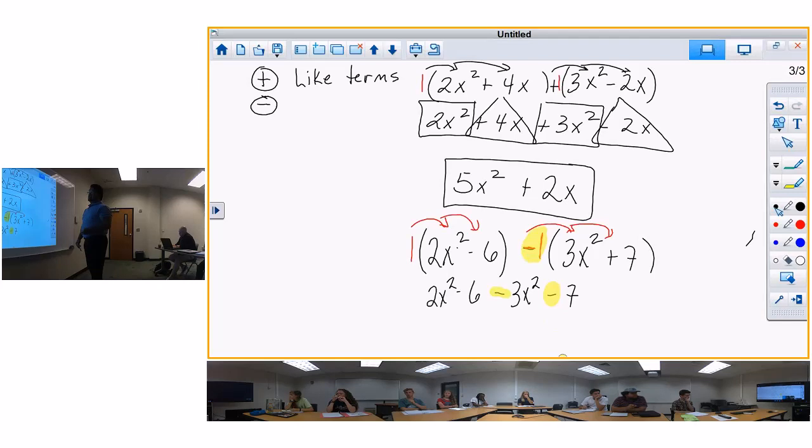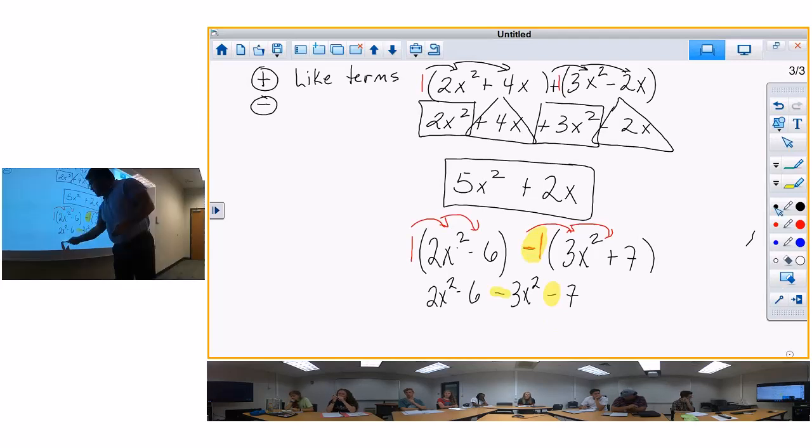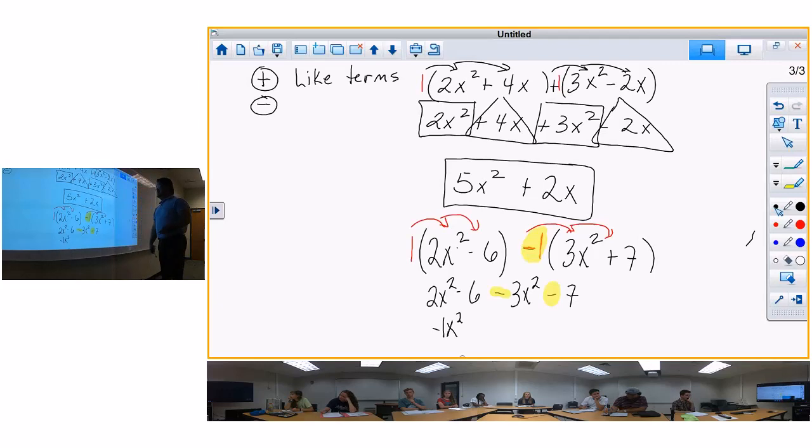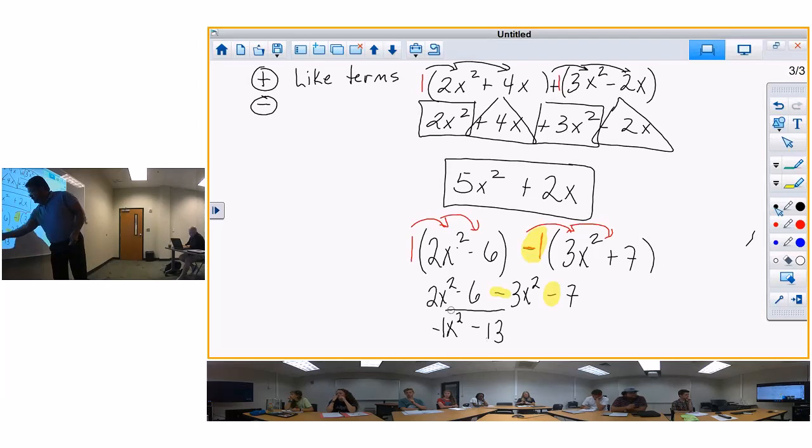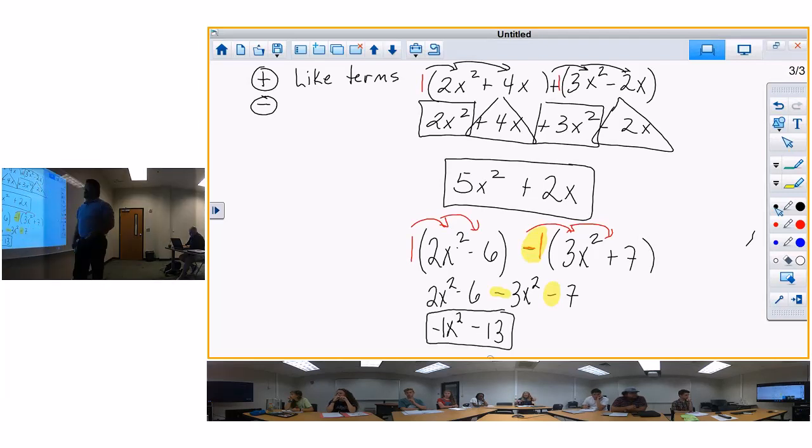And now what's 2x squared? What's 2 boxes of cereal minus 3 boxes of cereal? Negative 1 box of cereal. And what's negative 6 cans of beans? You owe 6 cans of beans and you owe 7 cans of beans. How much do you owe? You owe 13. Now, you do not have to put the negative 1, but you have to put the negative. So that would be negative x squared minus 13. Now, that's a review of combining like terms.